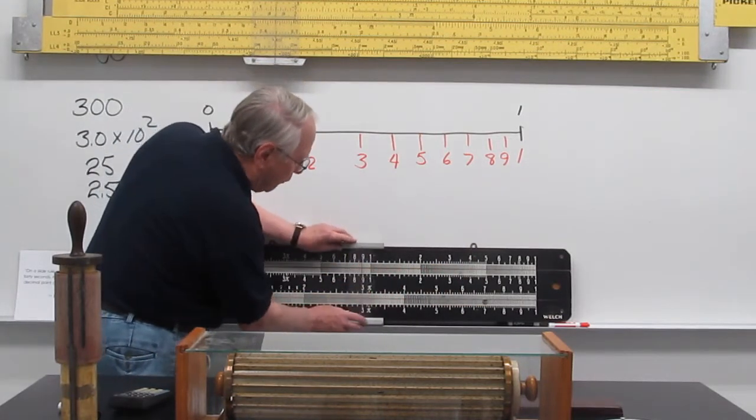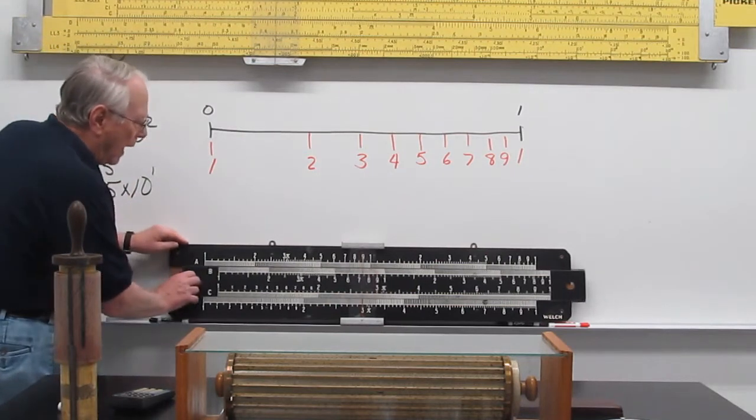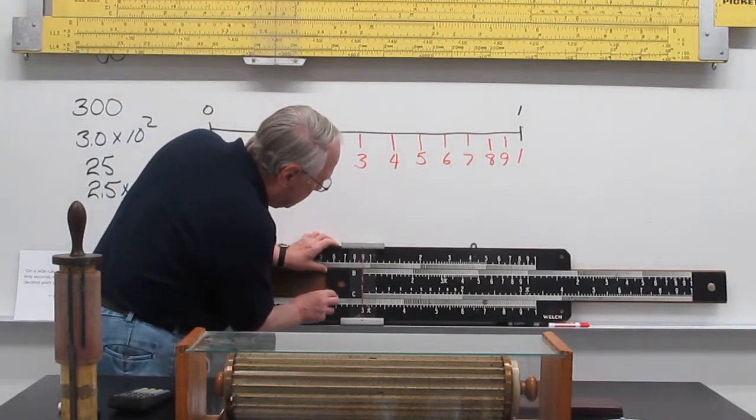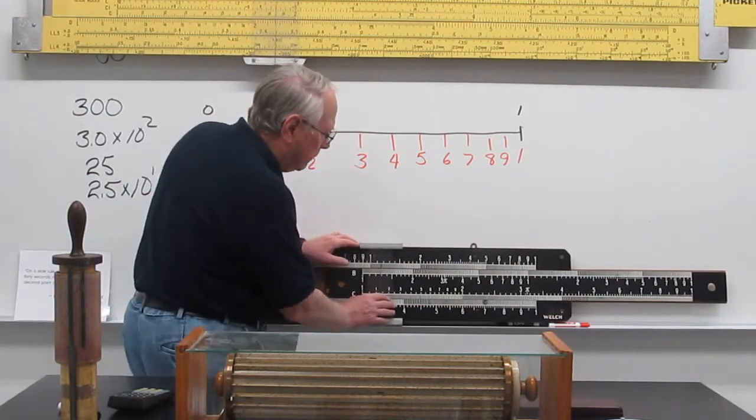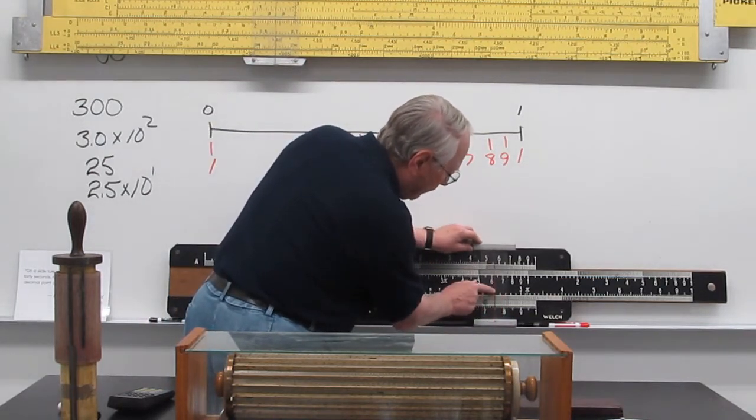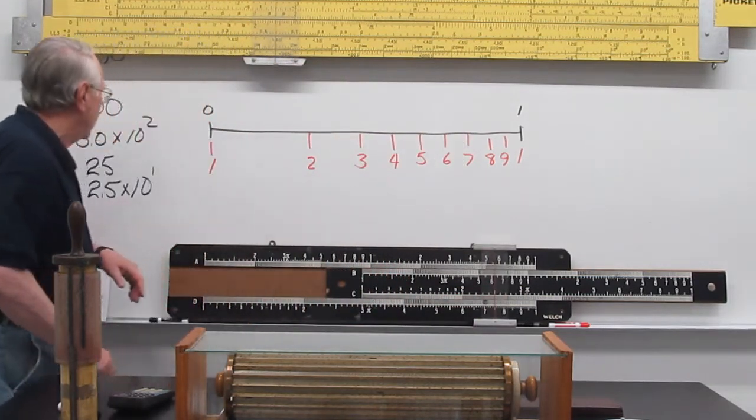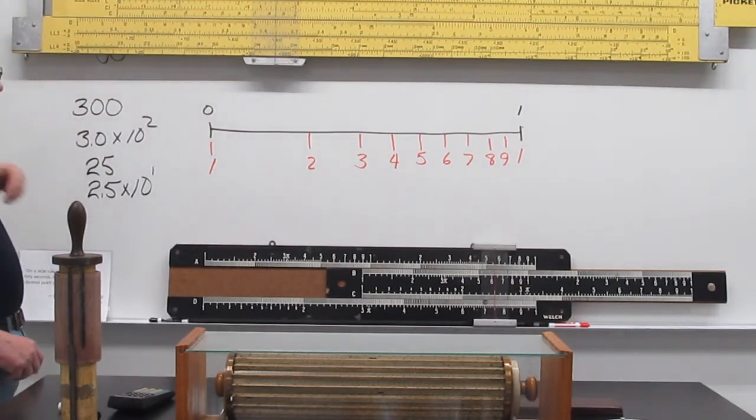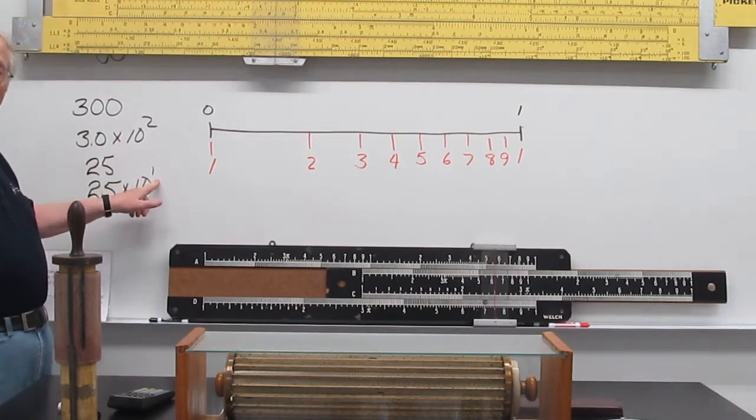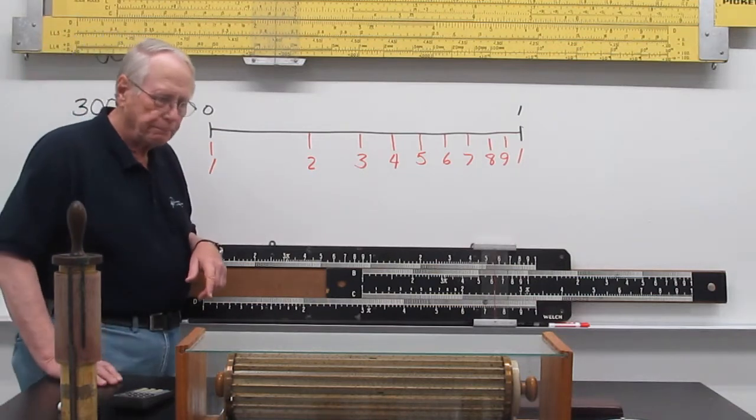If we wanted to multiply 300 times 25, we would put the cursor on 3 times 10 to the second, and the index directly above it. And then we would move our cursor to the 2.5, and our answer is directly below it, 7.5. So 300 times 25 is 7.5. Add the exponents, times 10 to the third, or 7,500.